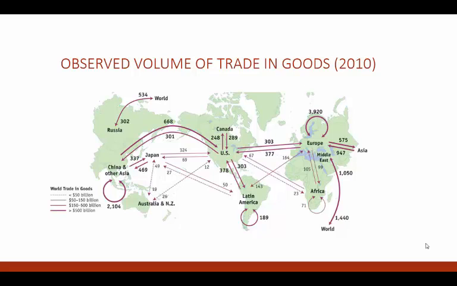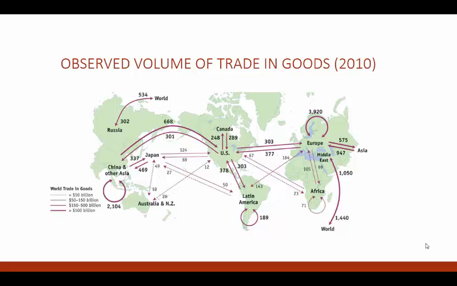Okay, let's get back to trade. When it comes to international trade, we can start by observing the global patterns of trade that currently occur across countries. Here we have a depiction for the year 2010. There are arrows going from country to country, region to region, and across continents. The arrows show the direction of exports, and these are all in billions of dollars for trade in goods.